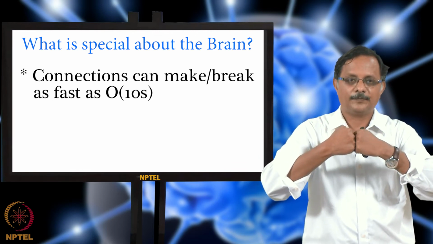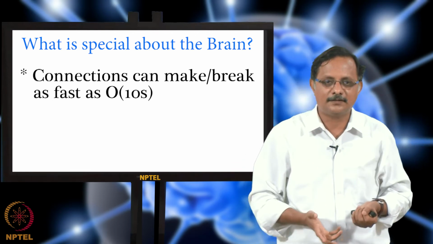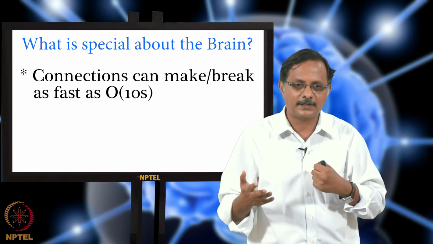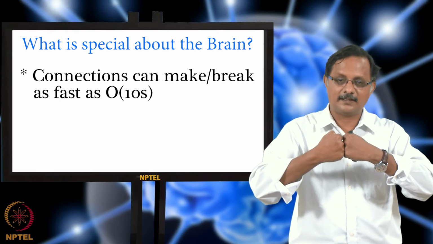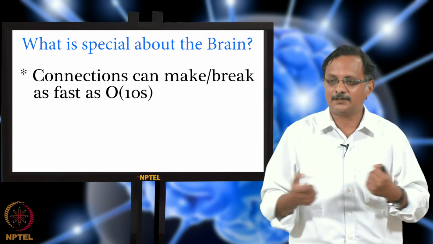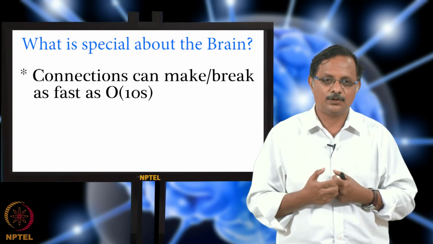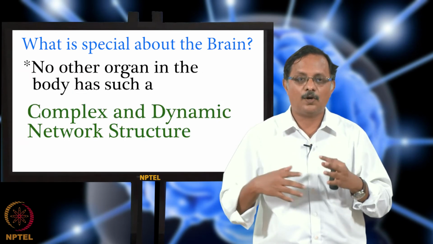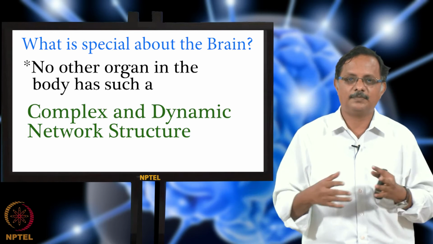For example, the connections in your brain before the lecture are quite different from the connections in your brain after the lecture. So at the fastest time scales, the connections among neurons can vary on the order of 10 seconds. That's very fast. So you are looking at a very complex and very labile, variable network, and no other organ in the body can be described in these terms.